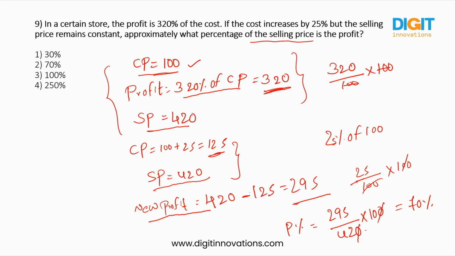So new profit you got is 295, and they're asking for the percentage of the selling price as the profit. Profit percentage on the selling price. So 295 is the profit on the selling price, which is 420 into 100. Then you got approximately 70%. So the option is 2.